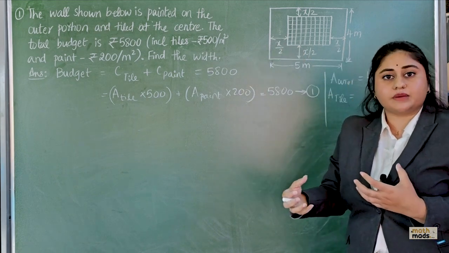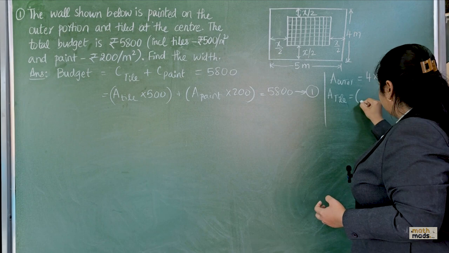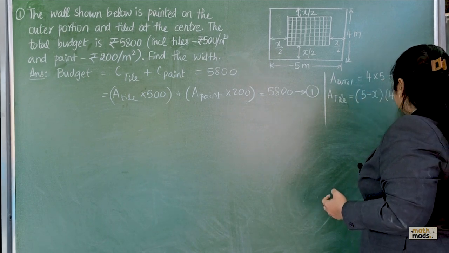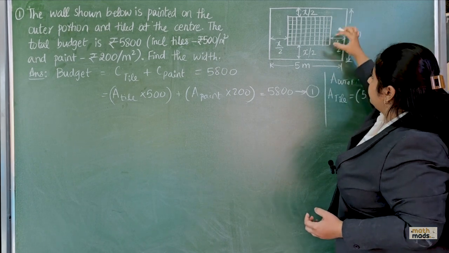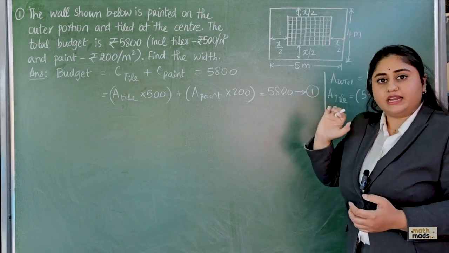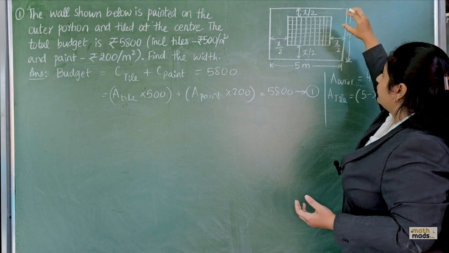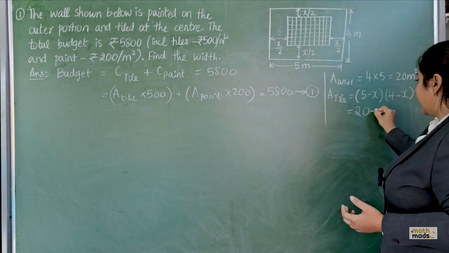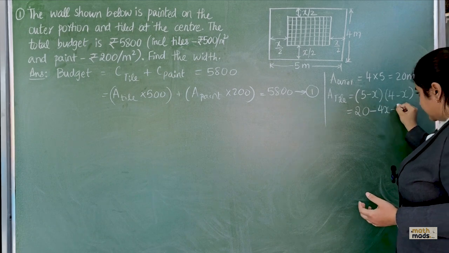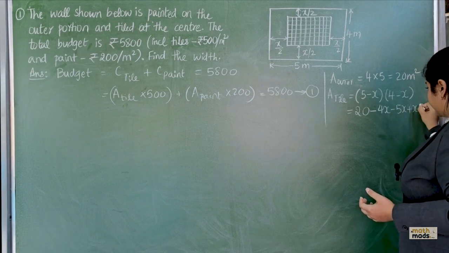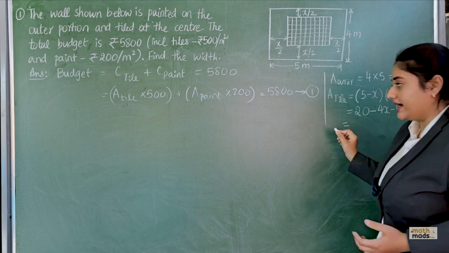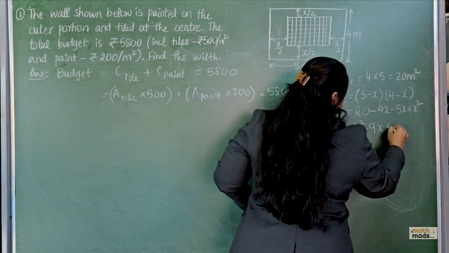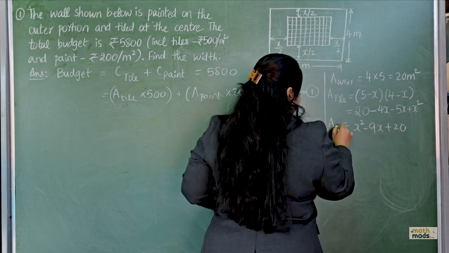So totally how much am I removing? X. So length will become 5 minus x and breadth will become 4 minus x. Right? Similarly, here also I am removing x by 2 and x by 2. So how much do I get? I am removing x totally. So 4 minus x is the breadth. So if I multiply these two, I am going to get 20 minus 4x minus 5x plus x square, which is equal to, let me write it in the standard form. So it will be x square minus 9x plus 20. This is where I am tiling.